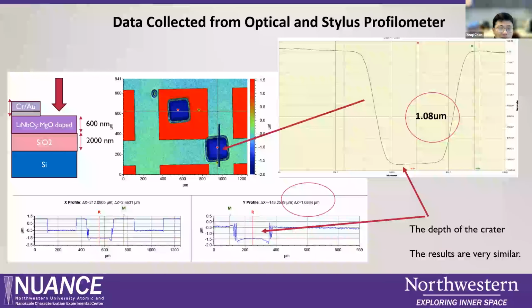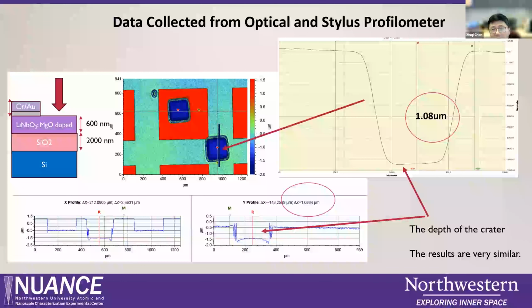This is one line profile, and on the bottom you can see the result based on the optical profilometer. On the bottom right, you can see delta Z is 1.08. That is the height, how deep this crater is. This is not on the red area. Red is the metal; it is on the green, that blue area. On the right, you can see 1.08.